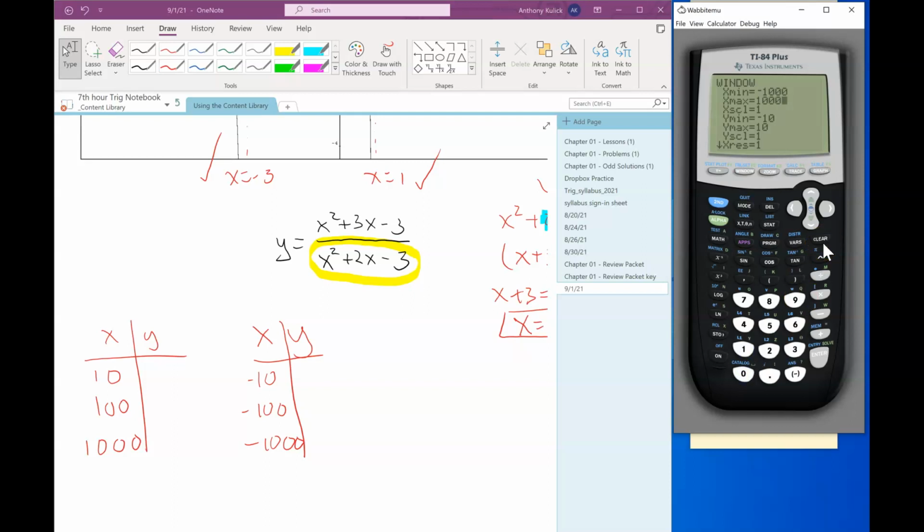Everybody okay there? Then I'm going to hit graph. So if I look, it looks like my graph is a straight line at y equals 1, which is what we observed. That was the horizontal asymptote.